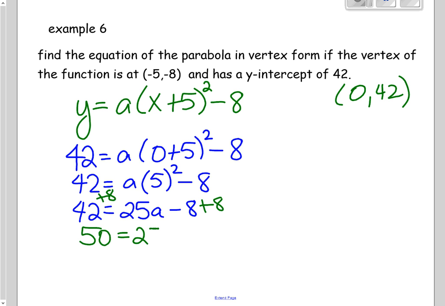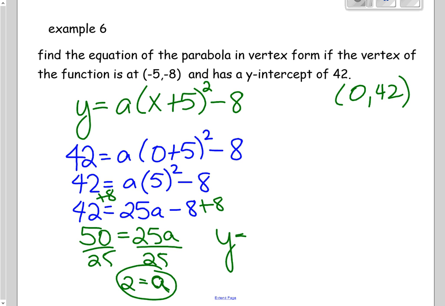So 50 equals 25a. Divide by 25. And a equals 2. So my equation then must be, whoops, y equals 2, bracket, x plus 5 squared minus 8. And again, I'll just do a quick double check. If I look at my equation, my vertex I can see it is going to be at negative 5, comma, negative 8.